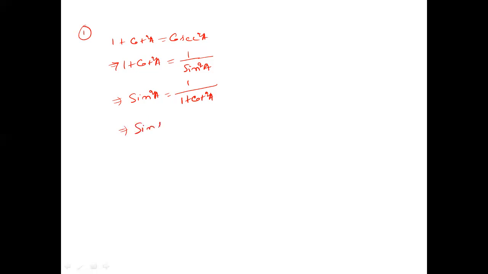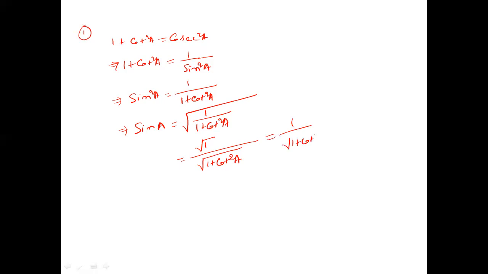Now sin a will be root over 1 by 1 plus cot square a. If you break it, it will be root over 1 by root over 1 plus cot square a. So it is nothing but 1 by root over 1 plus cot square a. Now see, we have expressed sin a in terms of cot a. So this is our first answer.